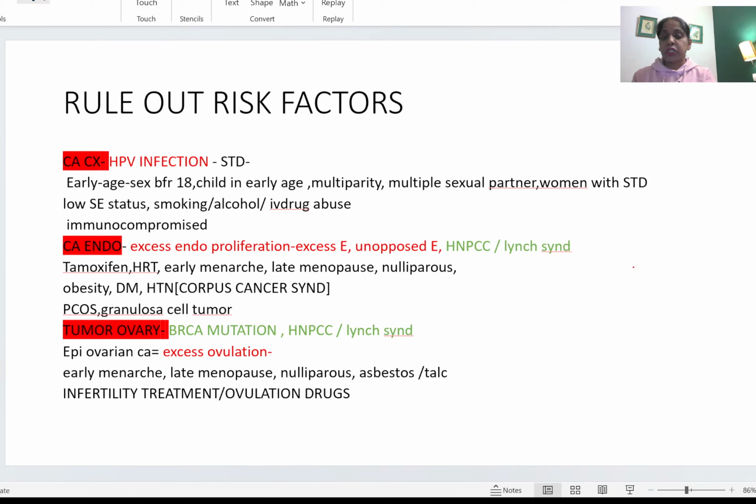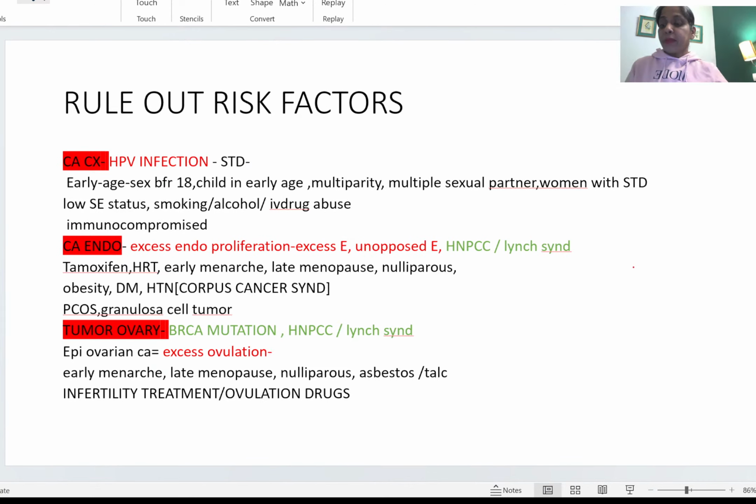The more estrogen, the more the endometrium proliferates. So when will there be more estrogen? In a high estrogenic state, when there is early menarche. Early menarche starts early, then early estrogen comes and proliferates, right? Early menarche and late menopause.